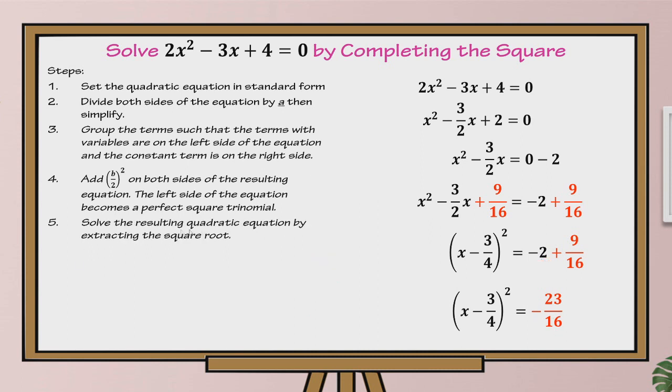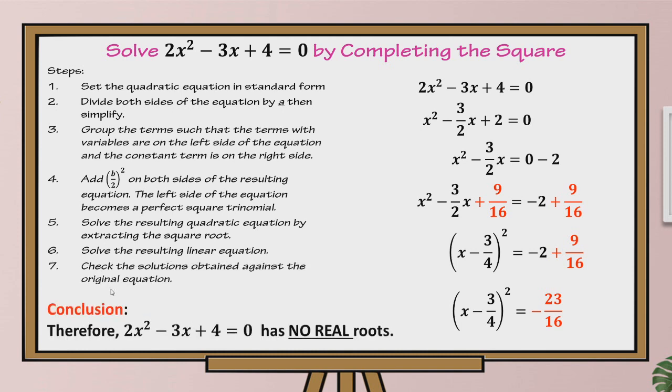So next is to solve the resulting quadratic equation by extracting the square roots. And now, obviously, the other side of our equation is a negative value. Kaya kung kukunin pa natin ang square root, para saan pa? Di ba alam naman natin na wala namang square root ng negative number. Kaya, we cannot proceed to step 6 and to step 7 because we have this conclusion already that the equation 2x squared minus 3x plus 4 equals 0 has no real roots or solution.